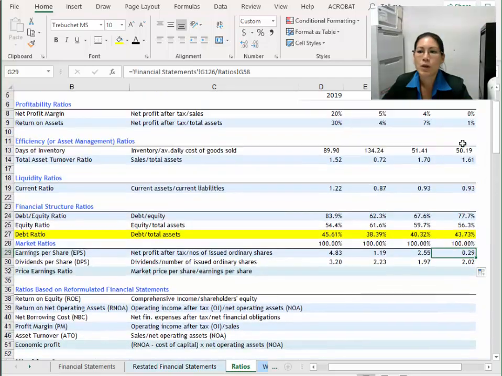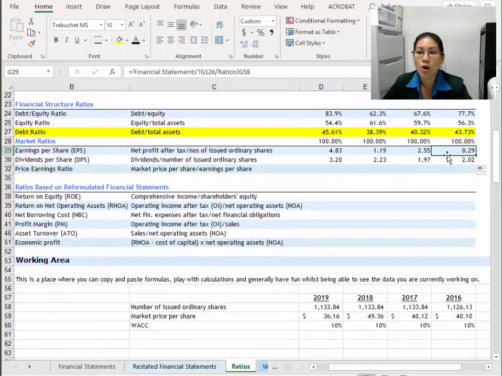So in 2016, they earned 29 cents per share in profit. Yet they paid out $2.02 per share to their shareholders. That's very unusual for a company to earn so little and pay out so much. The more likely scenario is they earn $2.02 per share and they'll pay out 5 cents in dividends. So this is a very unlikely scenario.